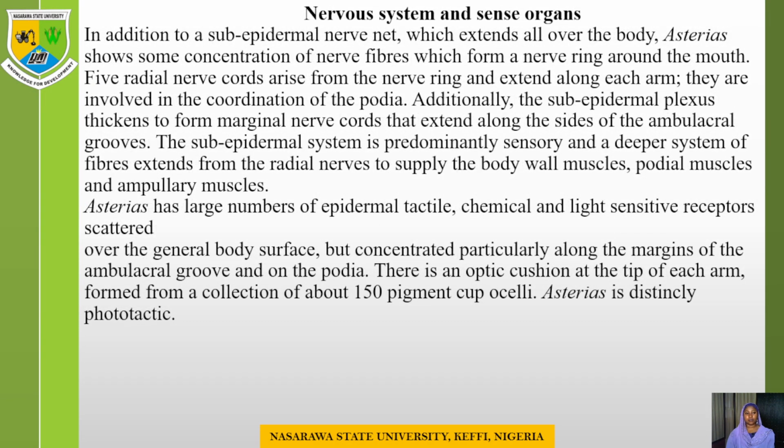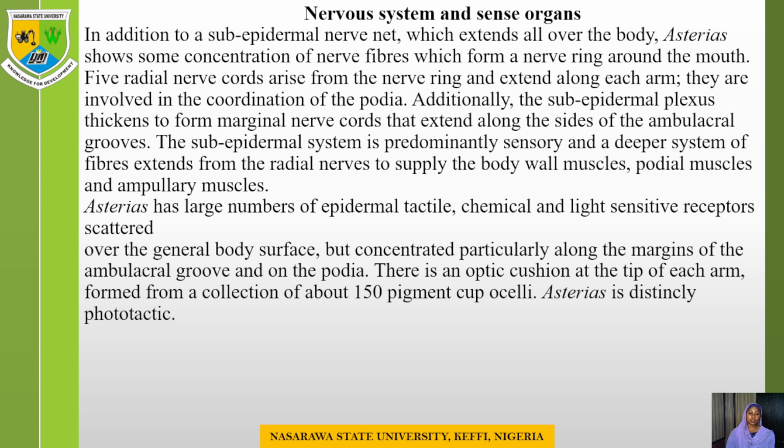The nervous system and sense organs. In addition to a subepidermal nerve net, which extends all over the body, Asterias shows some concentration of nerve fibers which form a nerve ring around the mouth. Five radial nerve cords arise from the nerve ring and extend along each arm. They are involved in the coordination of the podia. Additionally, the subepidermal plexus thickens to form marginal nerve cords that extend along the sides of the ambulacral grooves. The subepidermal system is predominantly sensory, and a deeper system of fibers extends from the radial nerve to supply the body wall muscles and ampullary muscles.